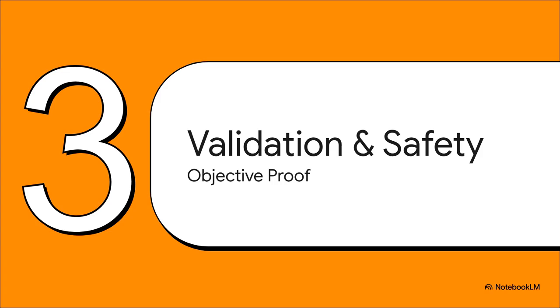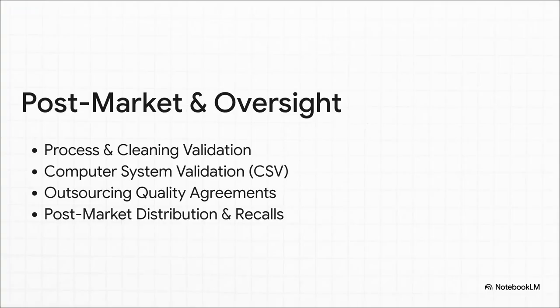Which brings us to Section 3. Validation, oversight, and safety. Because objective proof is everything, right? In Lesson 8, you'll learn how to objectively validate processes and cleaning methods and tackle computer system validation, or CSV, which regulators are scrutinizing heavily right now. Then Lesson 9 gets into outsourcing and the MAH, or Marketing Authorization Holder principle.